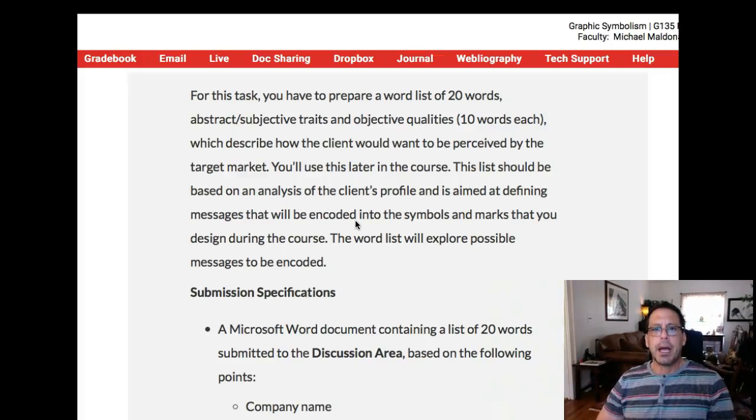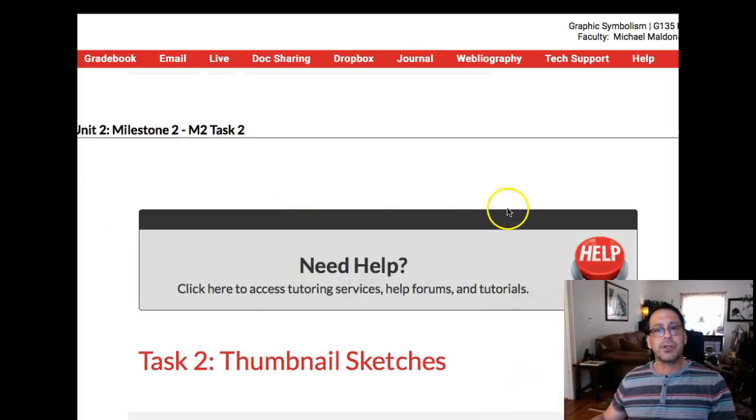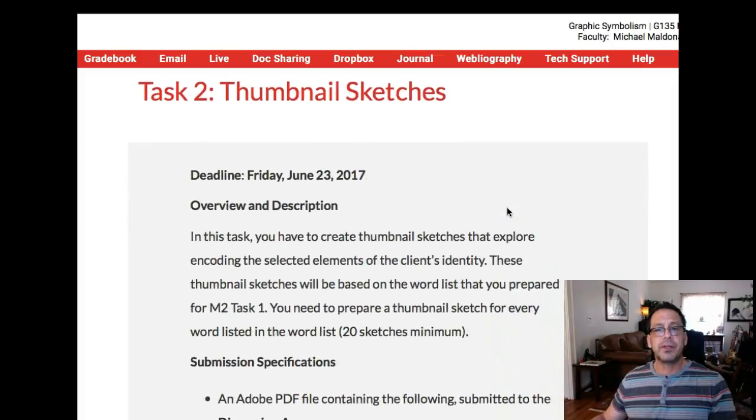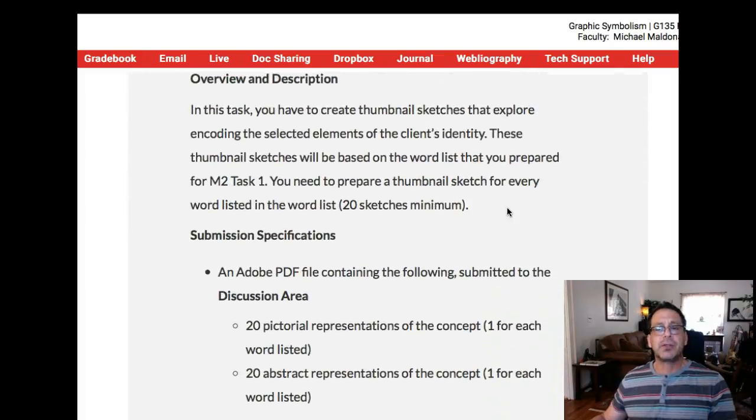Okay, so we have our 20 words. Keep those 20 words because we're going to be using those again in Milestone 3. Okay, so let's jump over to Milestone 2, Task 2. What did we do there? We took our 20 words and turned them into thumbnail sketches. We did a pictorial representation of each of the 20 words, and then we did an abstract representation of each of the 20 words.